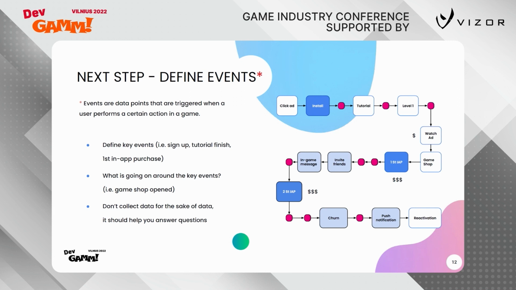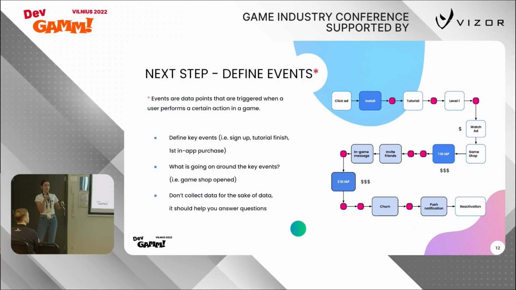How to define them? First, define the key events in your game, like what you expect users to do. For example, sign up, finish tutorial, make a payment. Then look around these events, like what preceded these events, what can go after. For example, before making a purchase, maybe users will open a game shop, maybe they will scroll items, maybe they will choose an item category in your in-game shop. You can also log these as events.